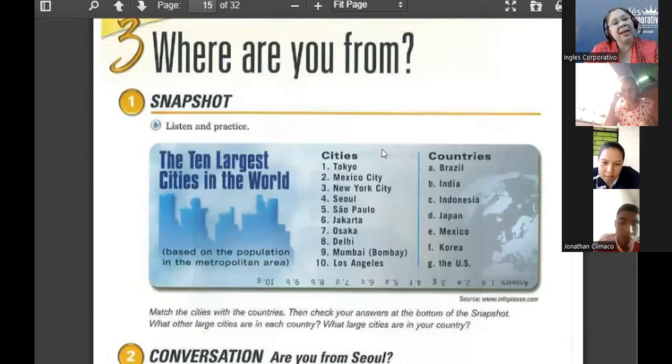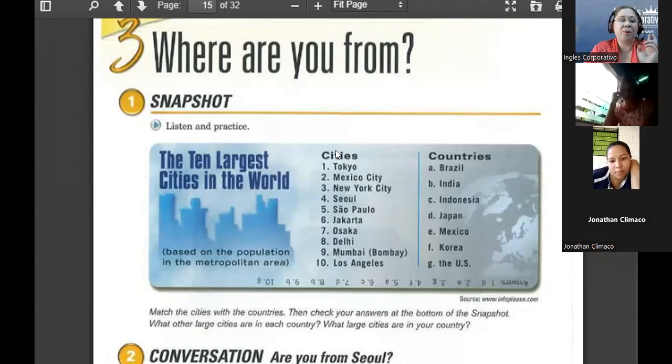O diríamos con la T. La T tiene dos formas de pronunciarse. La T tiene forma de pronunciarse así como, ¿verdad? T. O como más suavecito, R, ¿ok? Cities. Podemos decir cities.